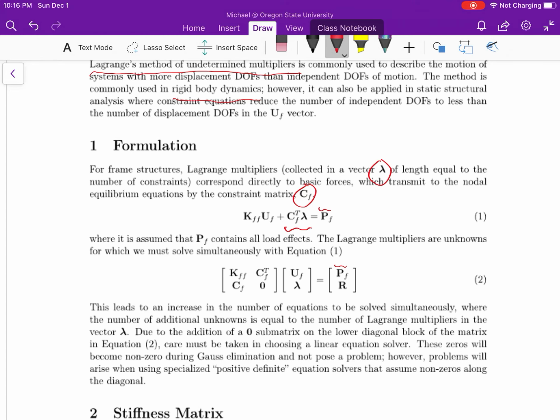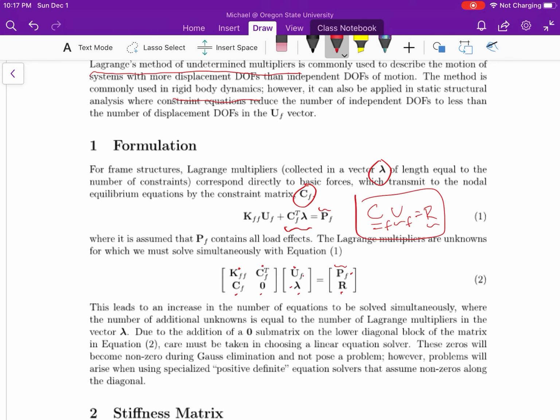And then we can write this set of equations simultaneously with our constraint equations, which were CF times UF equals R. So two sets of equations, we can write them simultaneously. The first set of equations is shown down here: KFF times UF plus CF transpose times lambda equals PF tilde. And then the second set we write as CF times UF plus 0 times lambda equals R.